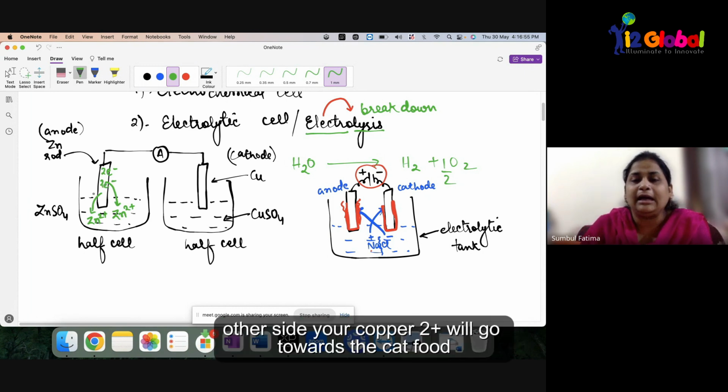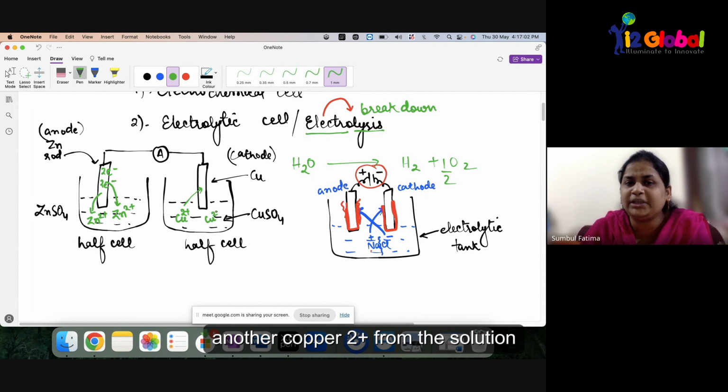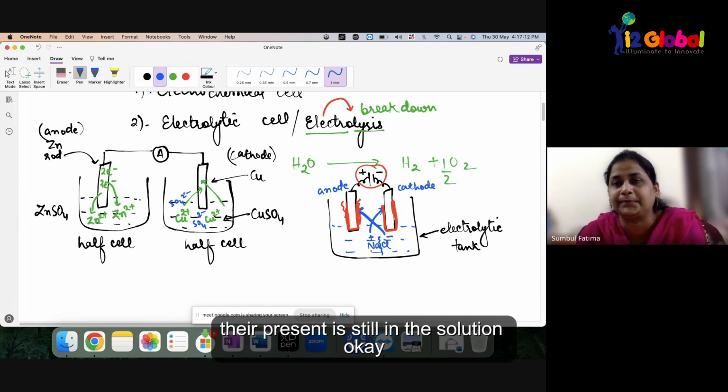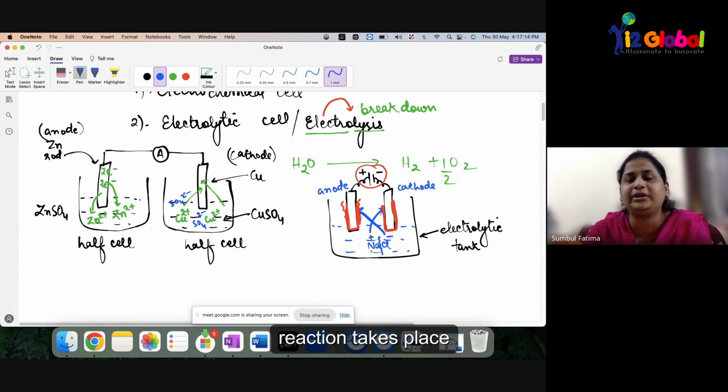On the other side, your copper 2+ will go towards the cathode. Another copper 2+ from the solution will move towards the cathode. Who is remaining in the solution? Sulfate, SO4 2-, SO4 2-, they are still present in the solution. This is how the reaction takes place.